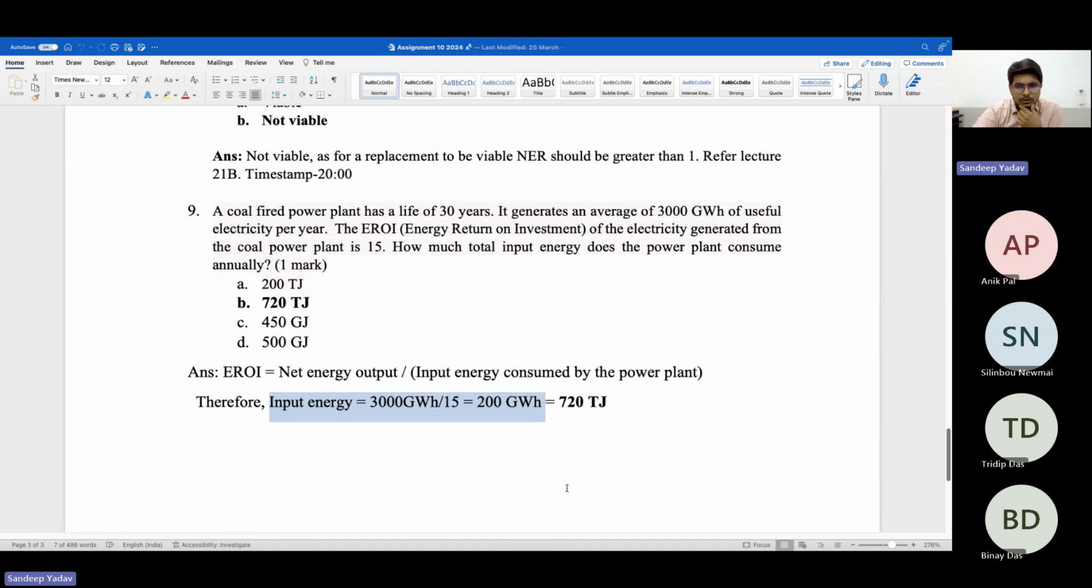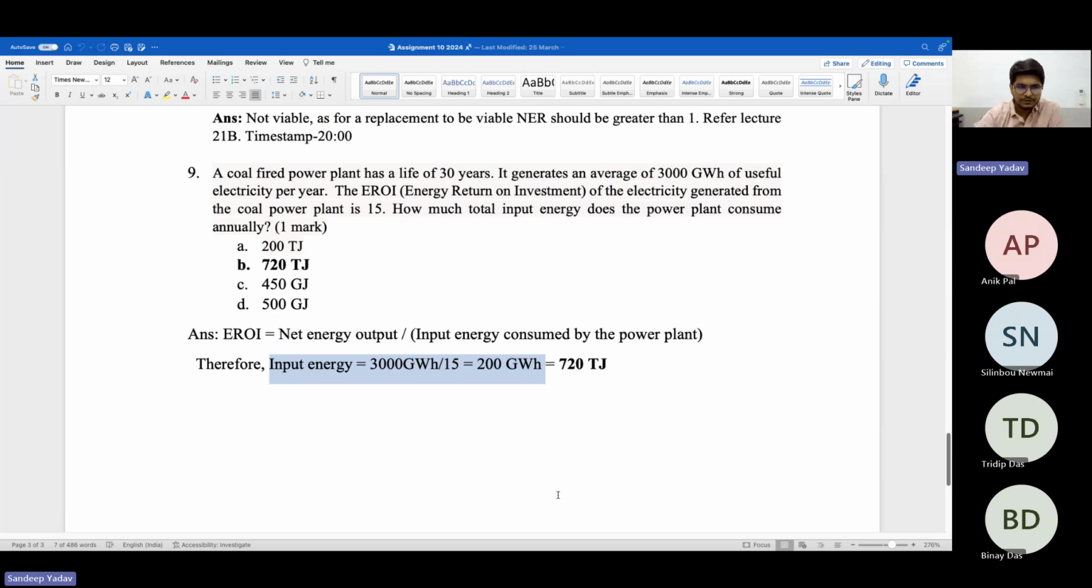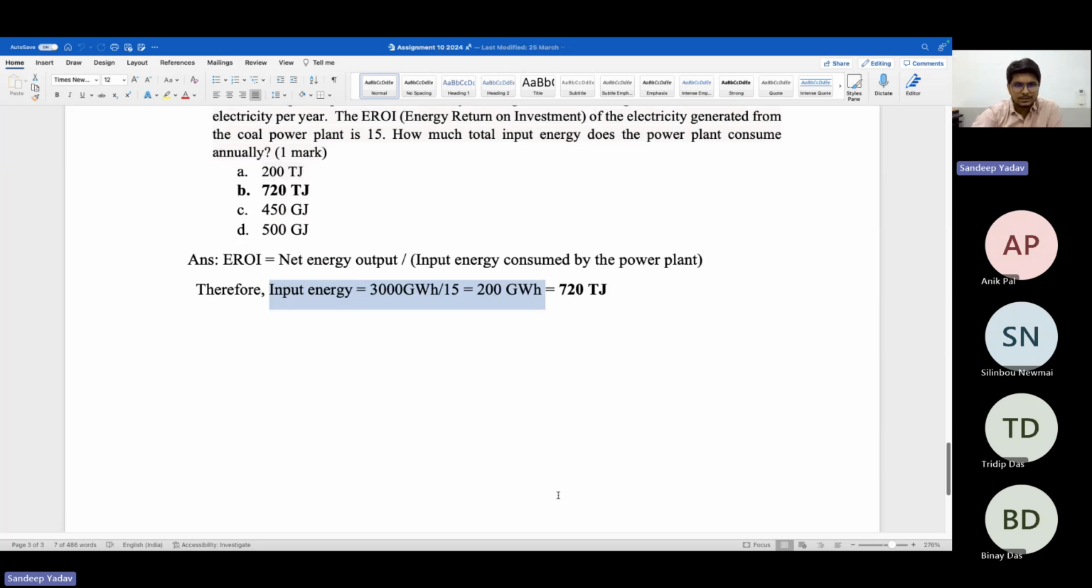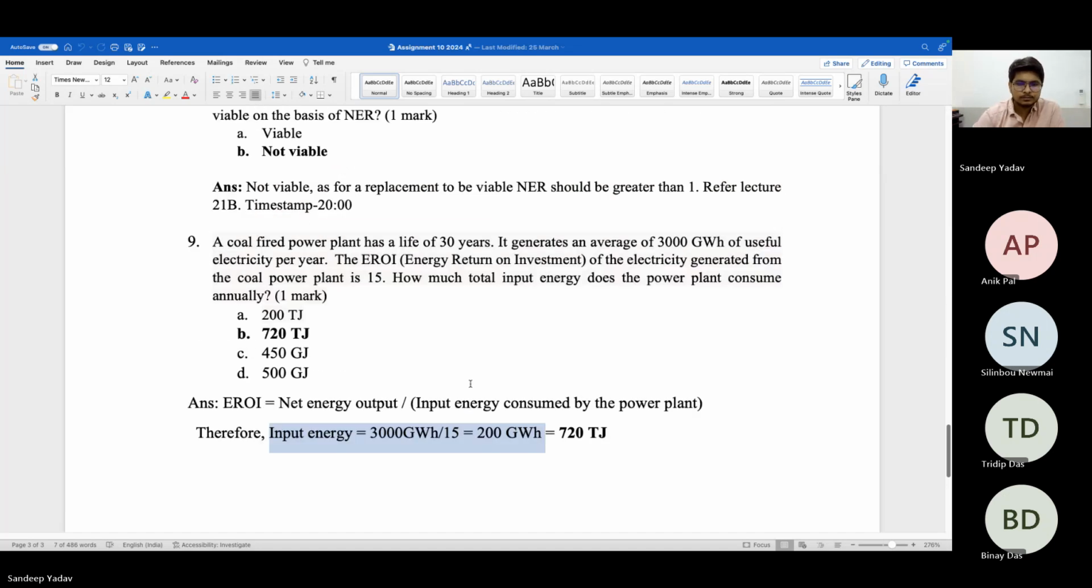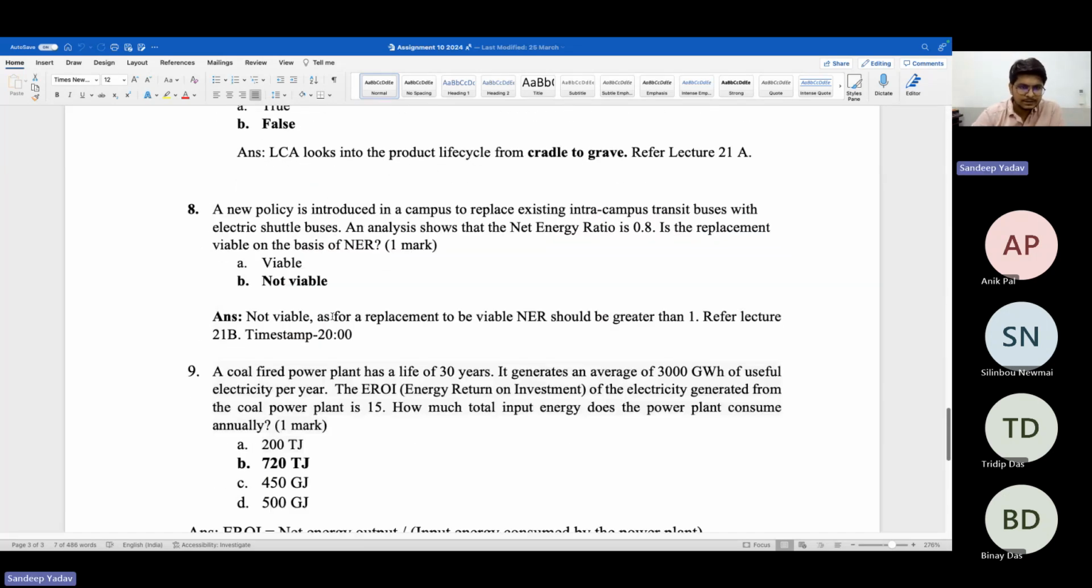So these are all the questions of quiz 10. If you're facing any problems, you can ask. Otherwise, we'll move to this week's content. So I assume that everything is clear.